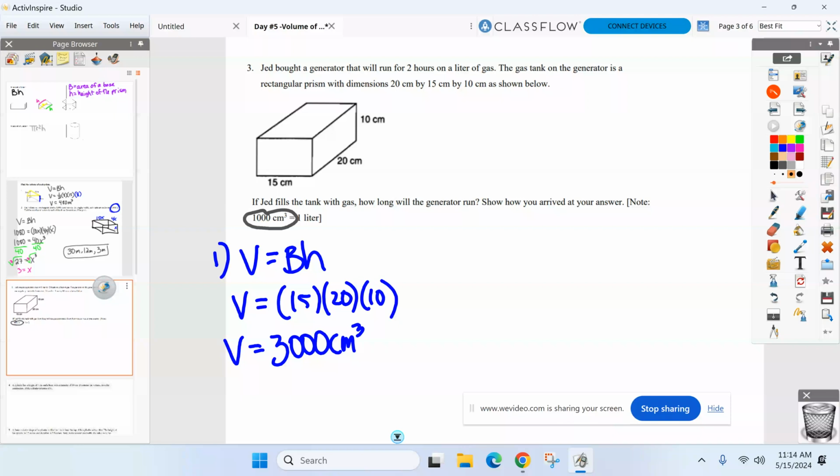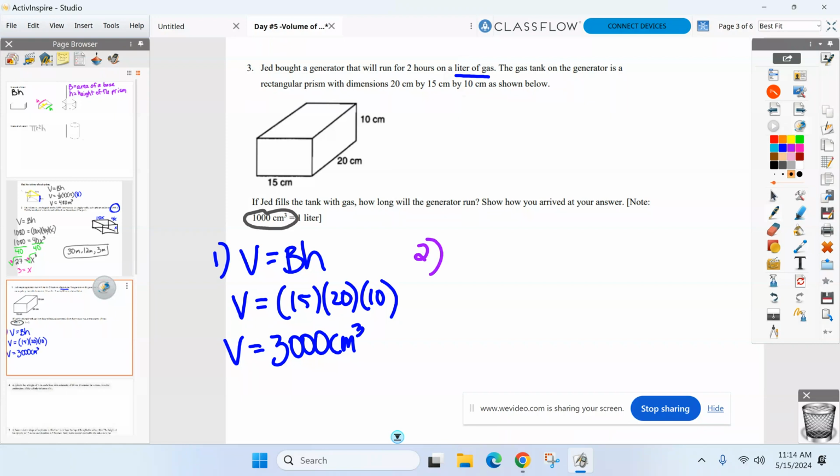But the number of hours it runs for depends on liters of gas it can hold. So now I need to convert 3,000 cubic centimeters to liters. That's why I gave you the conversion. And you guys did a beautiful job on this yesterday. I was so happy to see this. You might not know what to do with the 1,000 right now. Multiply or divide it with the 3,000, right?